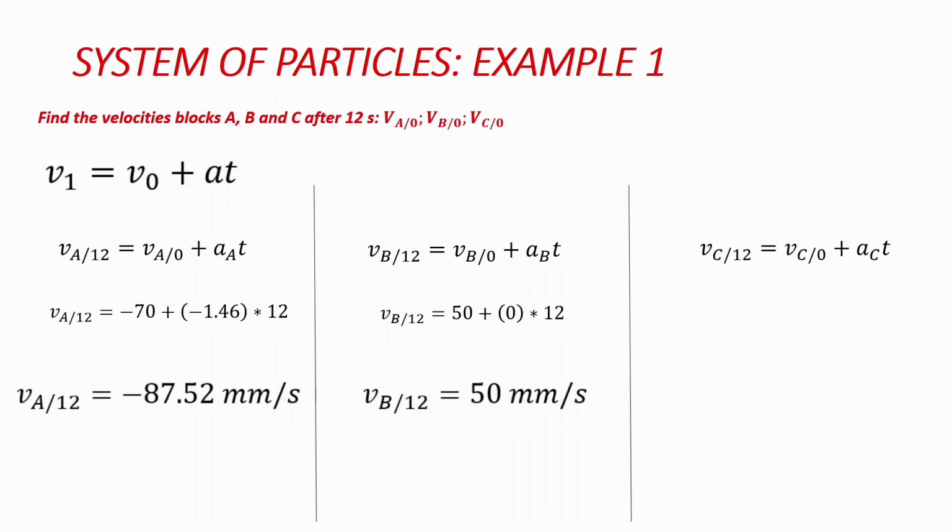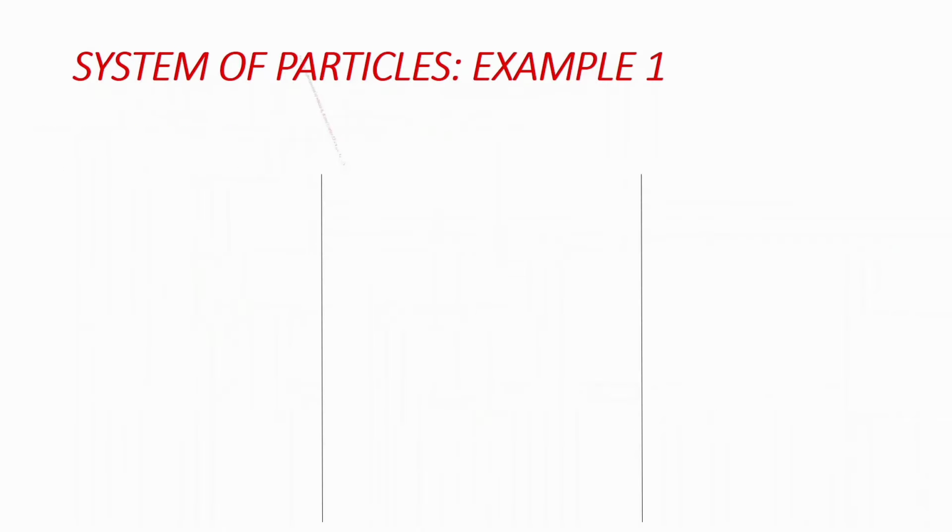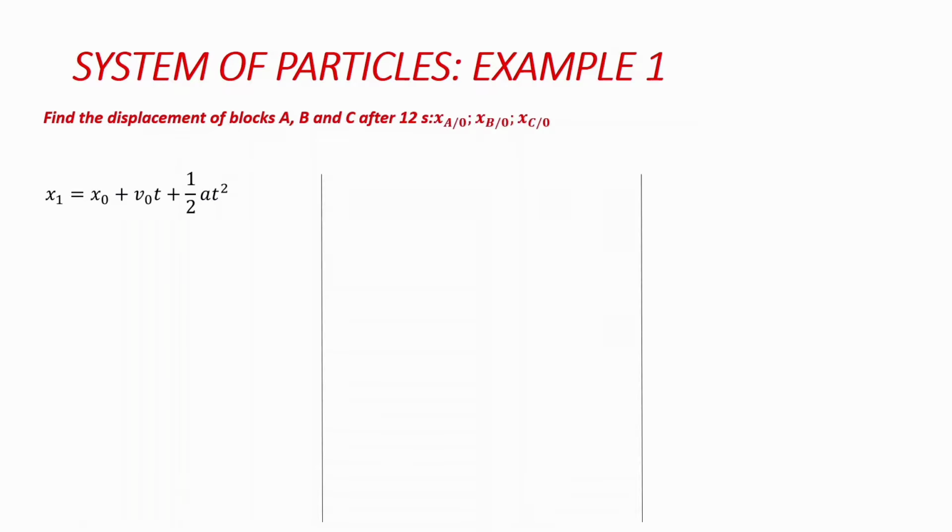And finally, for particle C, we have that VC12 is equal to VC plus a subscript C times time. If we input all the variables we have for particle C, we can estimate the velocity of particle C when the time is 12 seconds to be 62.56 millimeter per second. So having done this, the next is to estimate the displacement for each of the particles. Because it's straightforward, we already have our equations and all the variables known from previous calculations. We just input them into the equations and estimate our value.